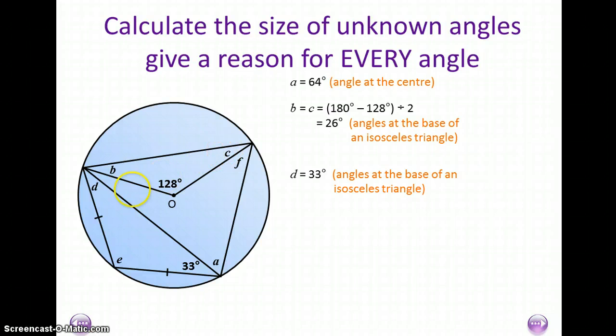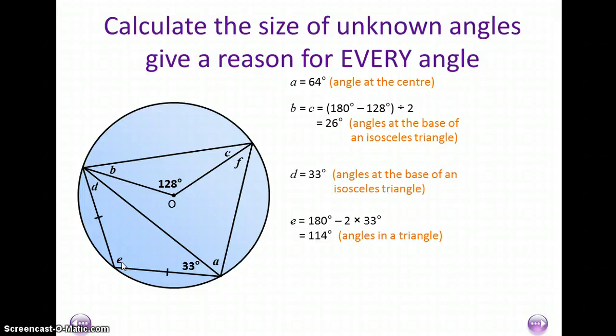Angle D is 33 degrees. Once again, I have an isosceles triangle here, so there's 33, that must be 33. So E must be 114 degrees, because angles in a triangle, this one here, add up to 180. So I've got 33 there, 33 there, so this must be 114 degrees.